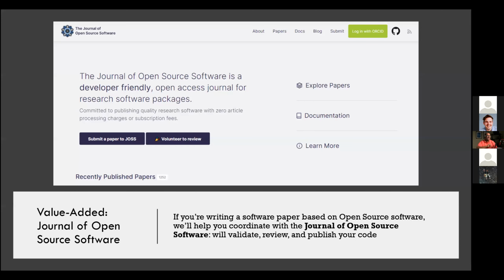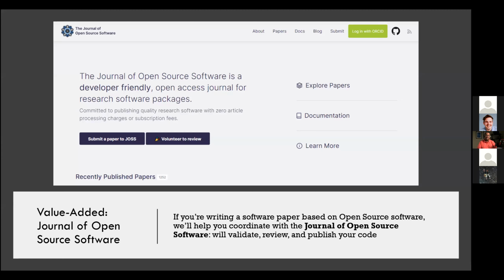Perfect, just about done. So one of the value-adds I'll mention is that if you publish a software paper with the AAS, we're also helping you publish the code in the Journal of Open Source Software. The Journal of Open Source Software is an online journal that validates, reviews, and publishes the code for you. So if you're interested in having your code validated by somebody who knows what to look for and to make sure it's accessible, that's something that we're doing.